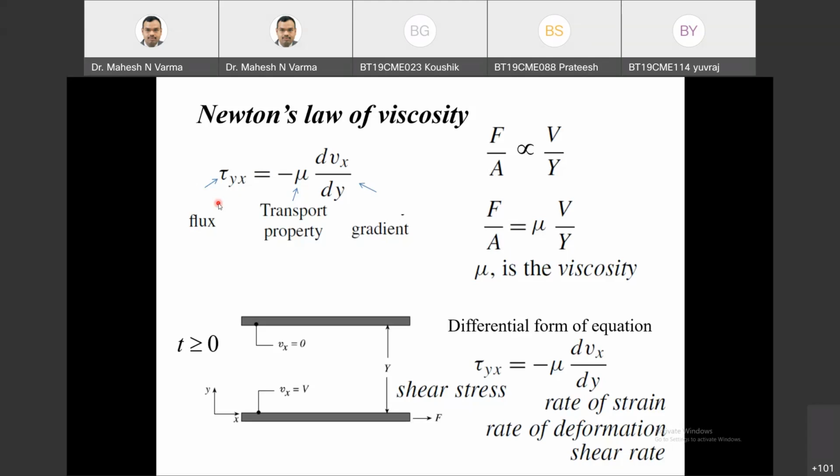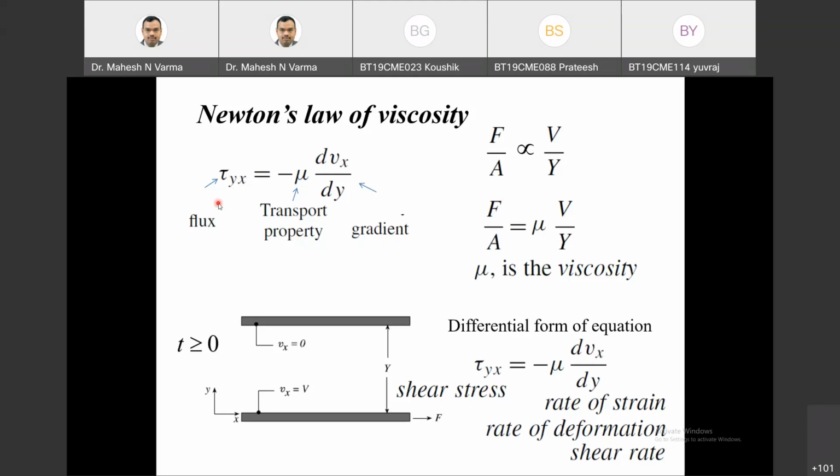Mass multiplied by velocity. So mass multiplied by velocity, and what will be momentum flux? Material of the body moving. Momentum flux.